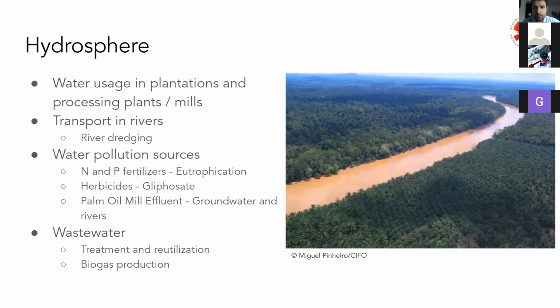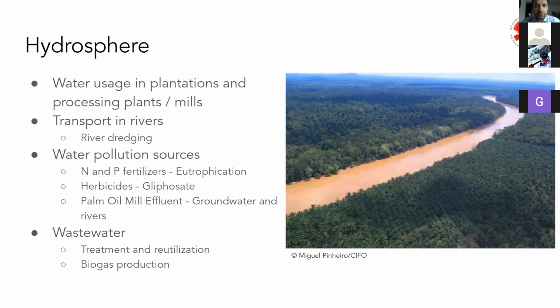So moving on to the hydrosphere. They transport this material up and down the rivers. So that in and of itself, the transportation's a little bit different, I think, than historic transport of goods. They're using the water in the actual plantations and processing mills. So how sustainable is that? And are they being environmentally responsible when they're using that water? And to transport, is it safe?